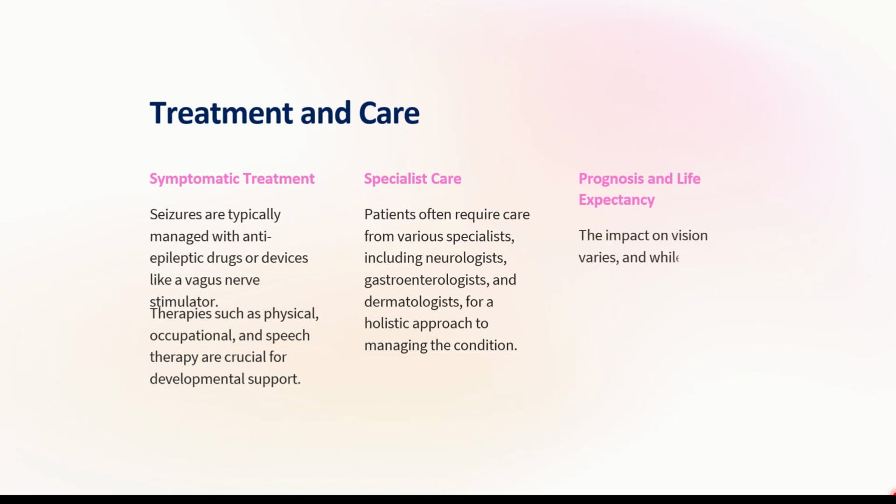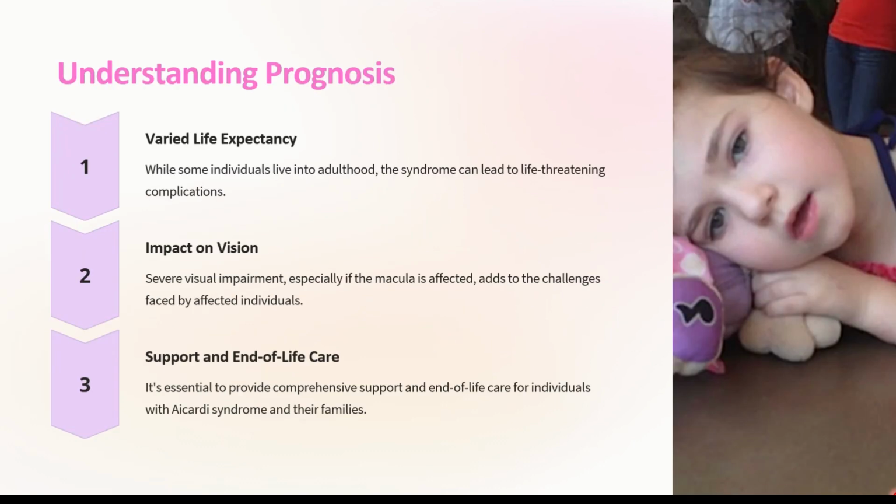Let's know the prognosis. The impact on vision varies, but there can be severe visual impairment, especially if the macula, the center part of the retina, is affected. Life expectancy is variable, with some individuals living into adulthood, but the syndrome can lead to life-threatening complications such as difficulty controlling seizures and problems related to severe neurological impairment.